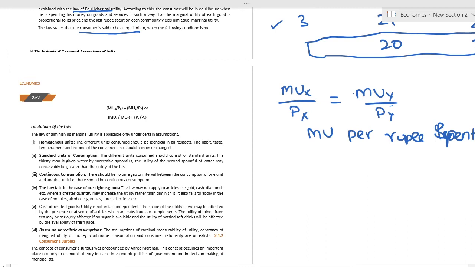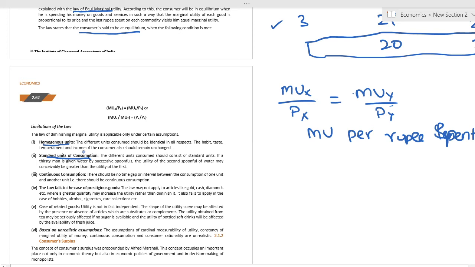There are also some limitations of this law, meaning exceptions where this law does not apply, or drawbacks of this law that we will study. Homogeneous units. This law is applied only when we are eating the same type of chocolate all the time. If you are eating another chocolate, the marginal utility varies. Obviously it might increase also. So you need to consume the same type of chocolate. And the standard unit of consumption.